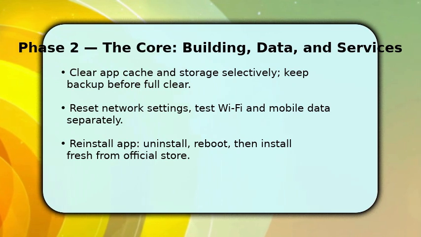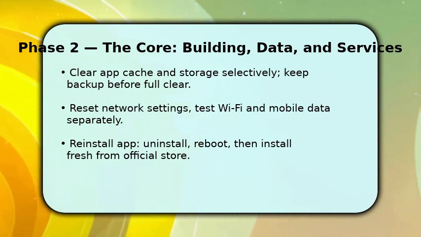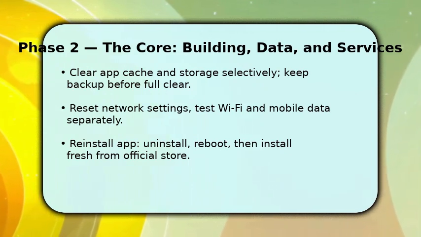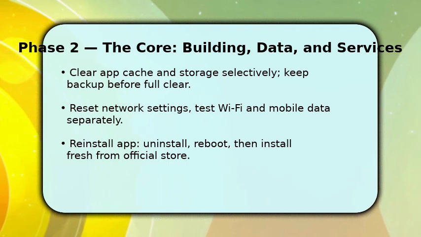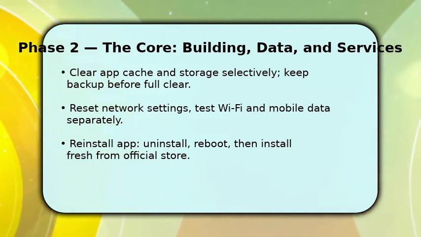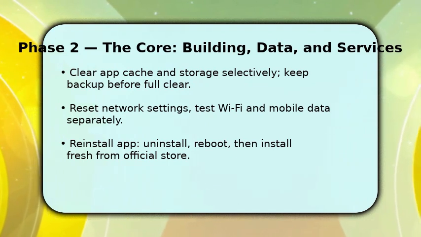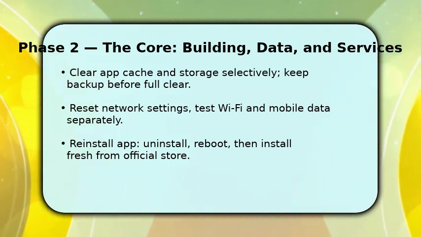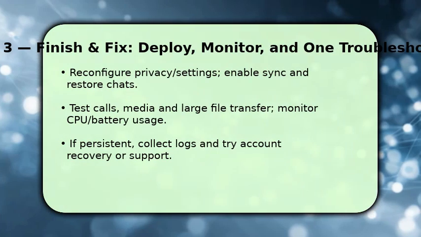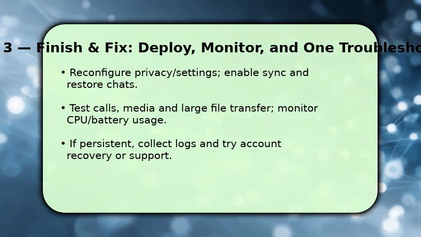If messages still fail, uninstall Telegram, reboot the device, and reinstall from the official store to eliminate broken binaries. Make sure to log in using the verified phone number and re-enter 2FA when prompted. These steps remove most app-level and network-level faults. Finish by restoring your backup and reconfiguring privacy and sync settings so chats and media behave normally.